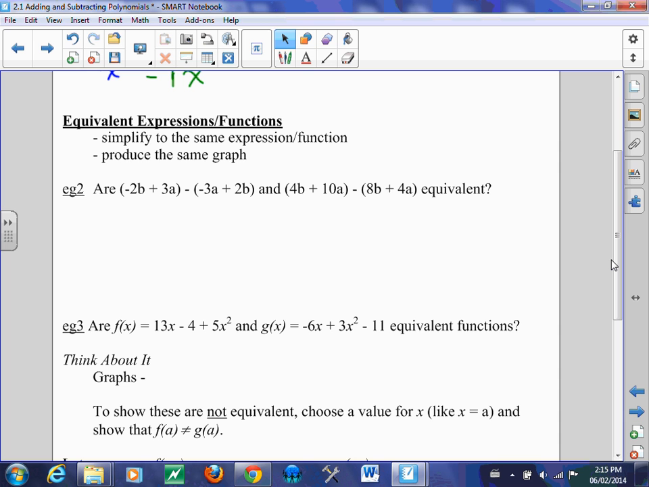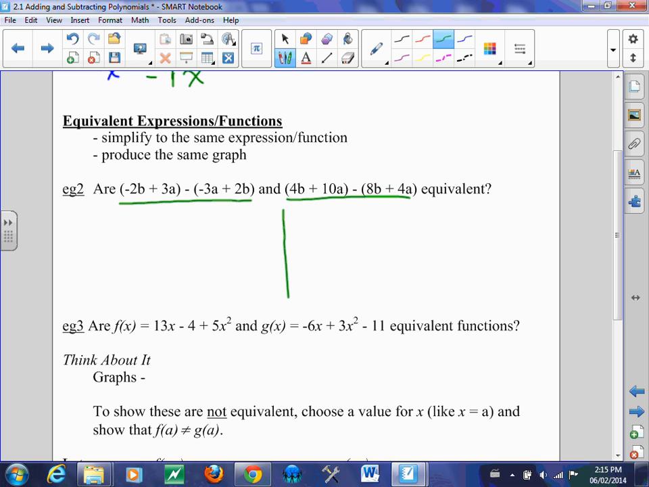Okay, so for example, if you've got one equation that's in standard form and one equation that's in vertex form, you take the vertex and convert it to standard and you get the same equation, then you know that those are equivalent functions. All right, let's take a look at this example too. Okay, are this expression and this expression equivalent? Well, the first thing we're going to do is break each expression down and do it separately and then see if they're the same.